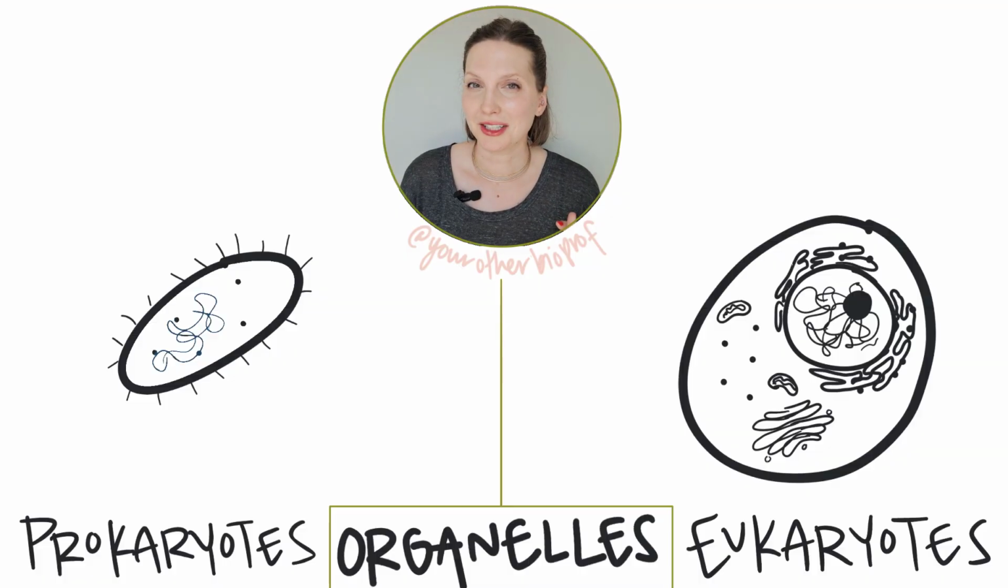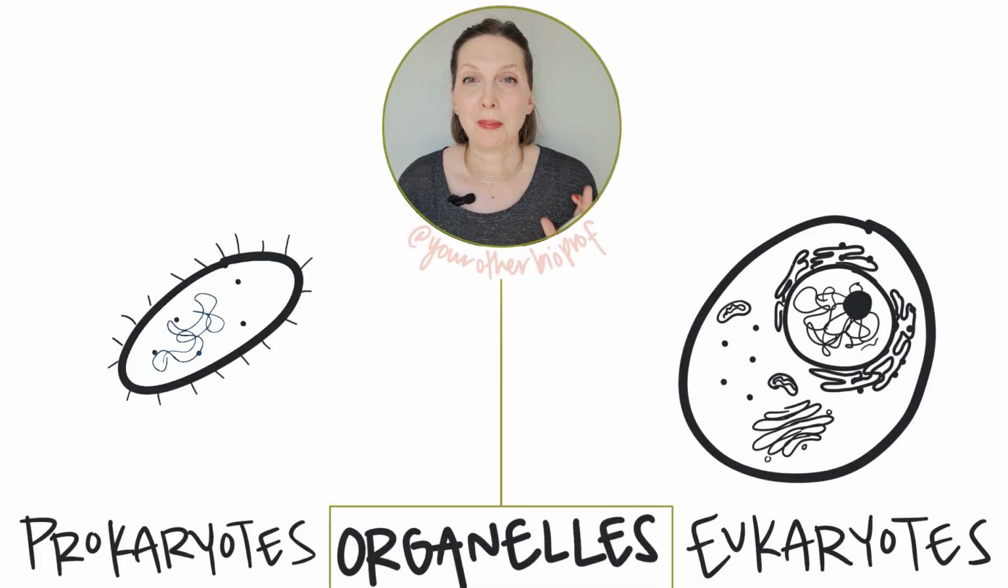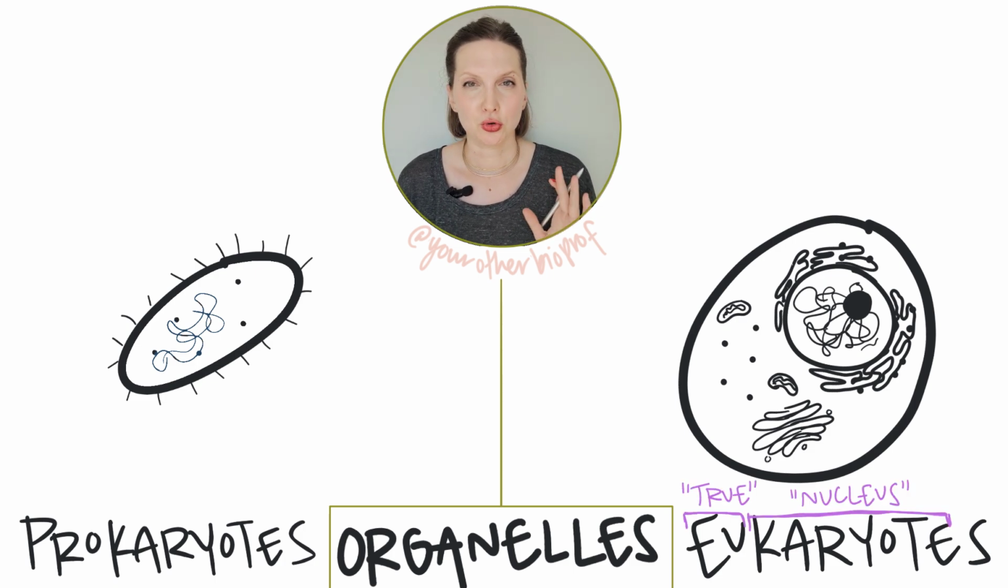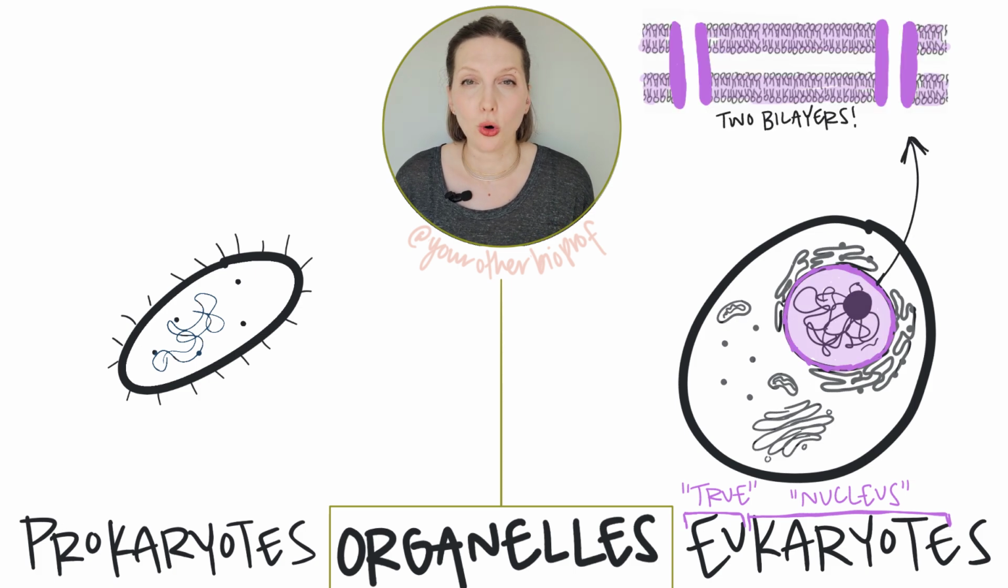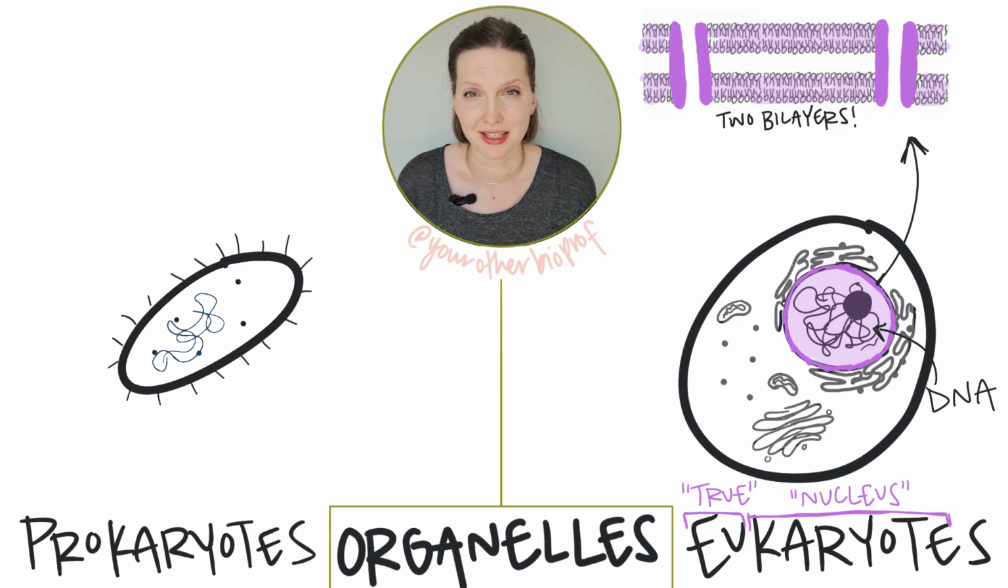So how about some differences? Let's start with the big one, the one that gave these groups their name, the nucleus. Eukaryote means true nucleus. These guys all have a double membrane that holds and protects the DNA. This is where DNA is used to make various RNAs necessary for building proteins and controlling cellular activities.